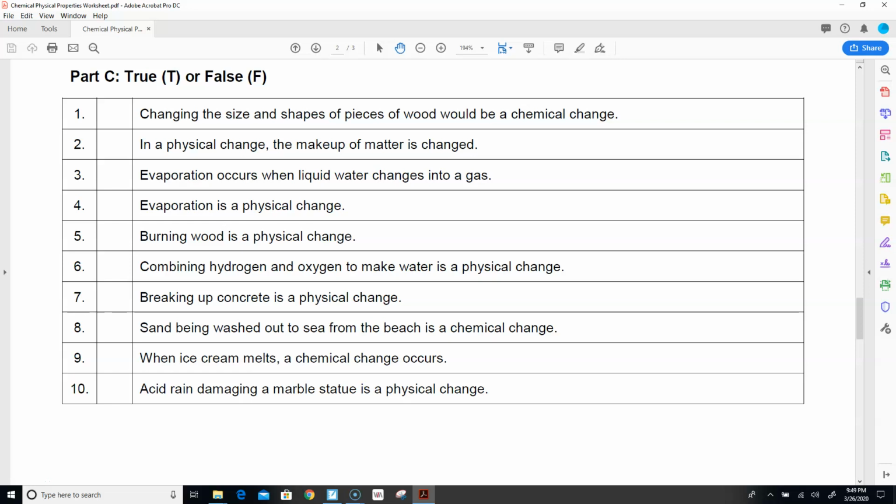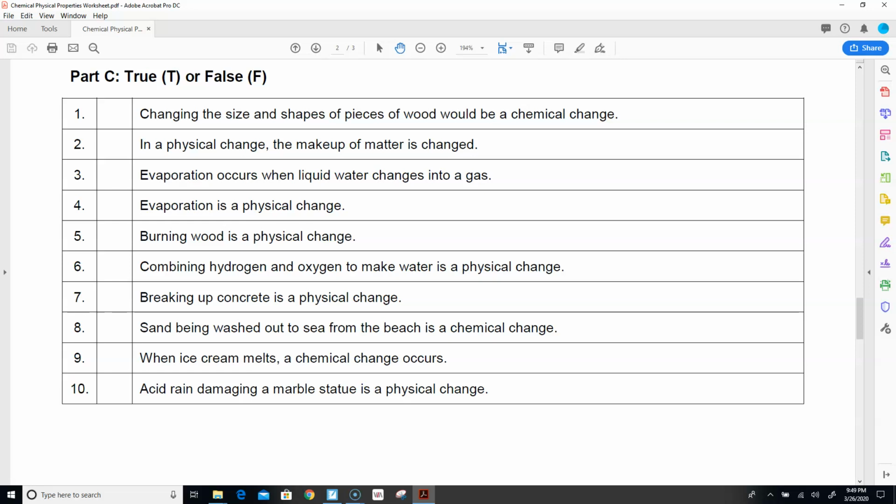That is also true. Number 5, burning wood is a physical change. False. Light, heat, smell, sound, the wood's gone, changed into other things. Number 6, combining hydrogen and oxygen to make water is a physical change. False. That's chemical, because when you combine hydrogen and oxygen, first off, it does it in a very spectacular way. Okay, it explodes. Light, heat, sound, all that stuff. And plus, you're making new substances. So, yep, that's going to be chemical for certain.